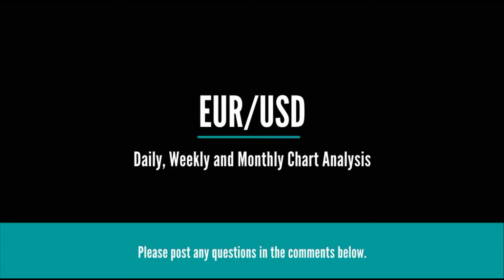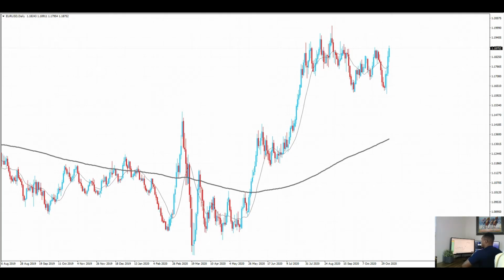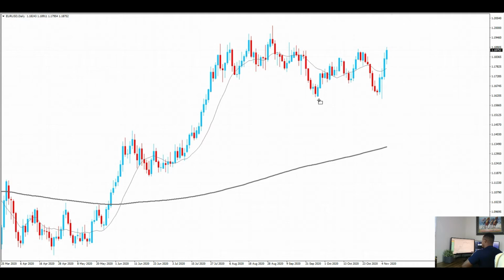Up first is Euro USD. Okay, so for Euro USD on the daily chart, you can see we had a big push to the upside this week with the elections there. A lot of US dollar weakness gave us a push to the upside for Euro USD here.